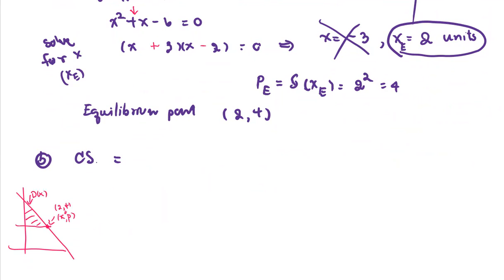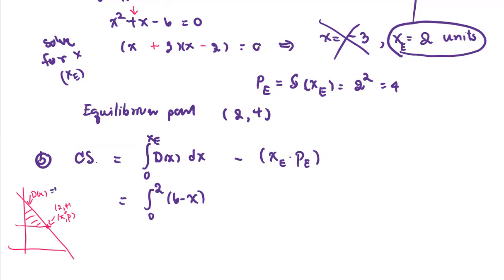So what we're going to do, we just set up the integral of the demand, which is 6 minus x. I'm going to repeat the setup again, subtracted by xe times pe, from 0 to xe. From what we found, xe is 2. The demand function is 6 minus x with respect to x, subtracted by the product of 2 and 4. See, that's 2, that's 4.